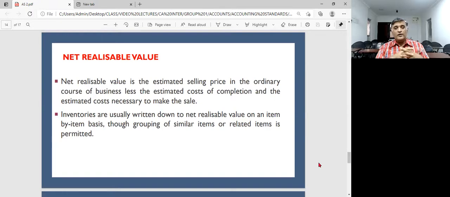The next important point is, what is NRV? If you take a step back, we said cost or NRV, whichever is lower. And all the foregoing discussions we had were on cost of purchase, cost of conversion, other costs, main product, byproduct, joint product, right? And now we are getting into what is NRV, net realizable value. The net realizable value is the estimated selling price in the ordinary course of business less the estimated cost of completion and the estimated cost necessary to make the sale.